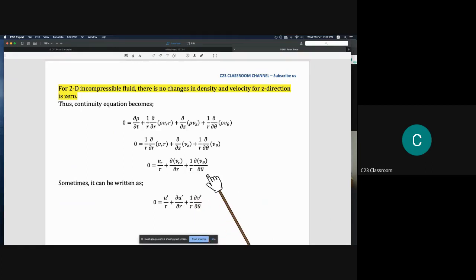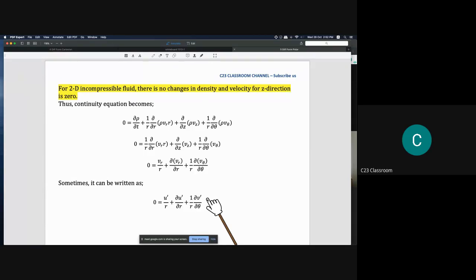Sometimes in certain textbooks, they will not use the Vr and V theta. Maybe they use U theta and Ur. And some textbooks will use the symbol of dash: U dash is for the r axis, and V dash is for the theta axis. So this is just the way people express the value.